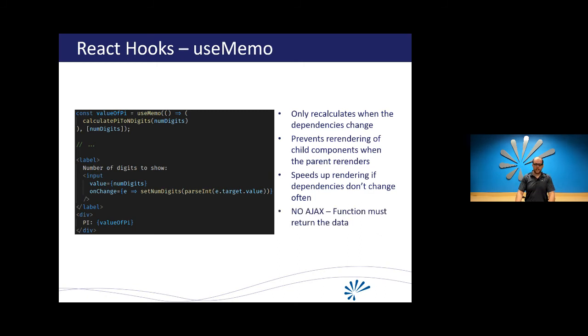And you cannot use Ajax in useMemo. useMemo has to return a value. If you don't return a value from useMemo, the value is going to be undefined. You can't do Ajax because Ajax returns promises, not values. So yeah, if you want to do AJAX, you have to do it in a use effect and store state and call set state in the .then of the promise for the AJAX.